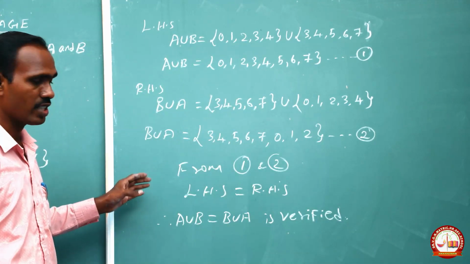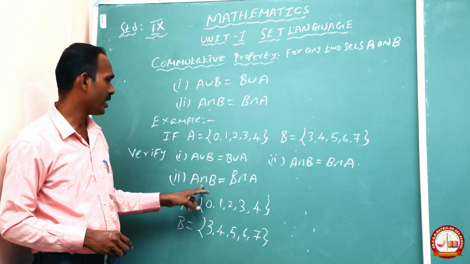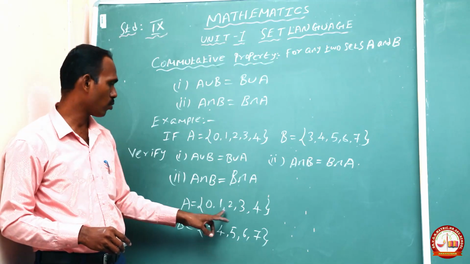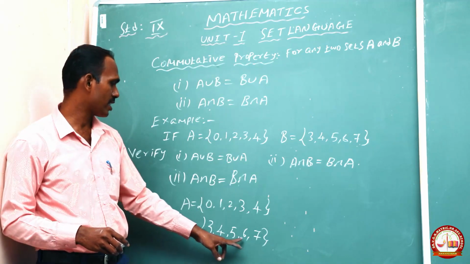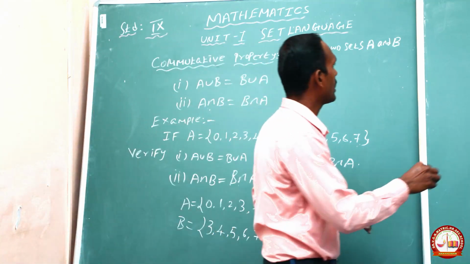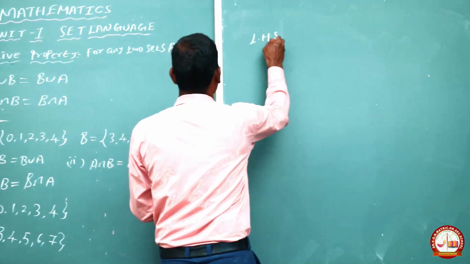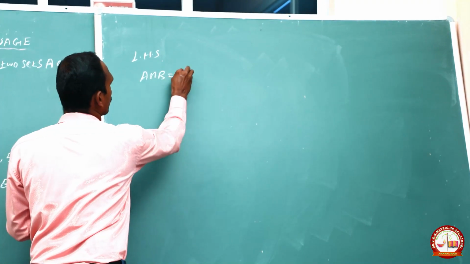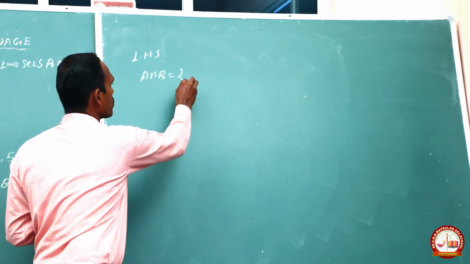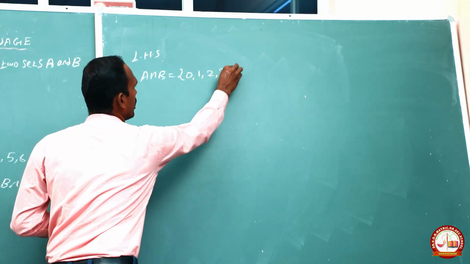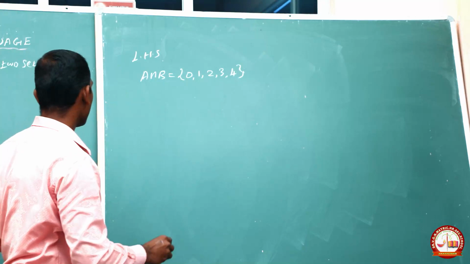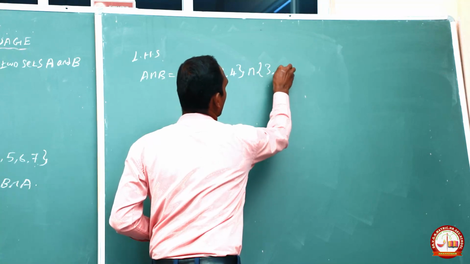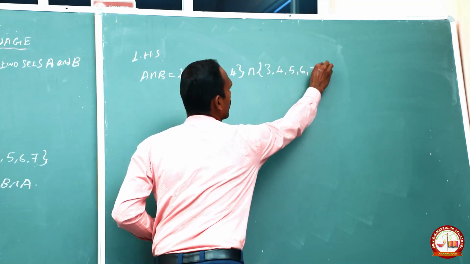Okay. Next we see the second sum: A intersection B equals B intersection A. So first we write the A set of elements: A equals 0, 1, 2, 3, 4, and then B equals 3, 4, 5, 6, 7. Okay. So first we take the left hand side. What is the left hand side? A intersection B. So A intersection B equals, first the A set of elements: 0, 1, 2, 3, then 4. Next, we put the intersection symbol. Then we write the B set of elements: 3, 4, 5, 6, 7.